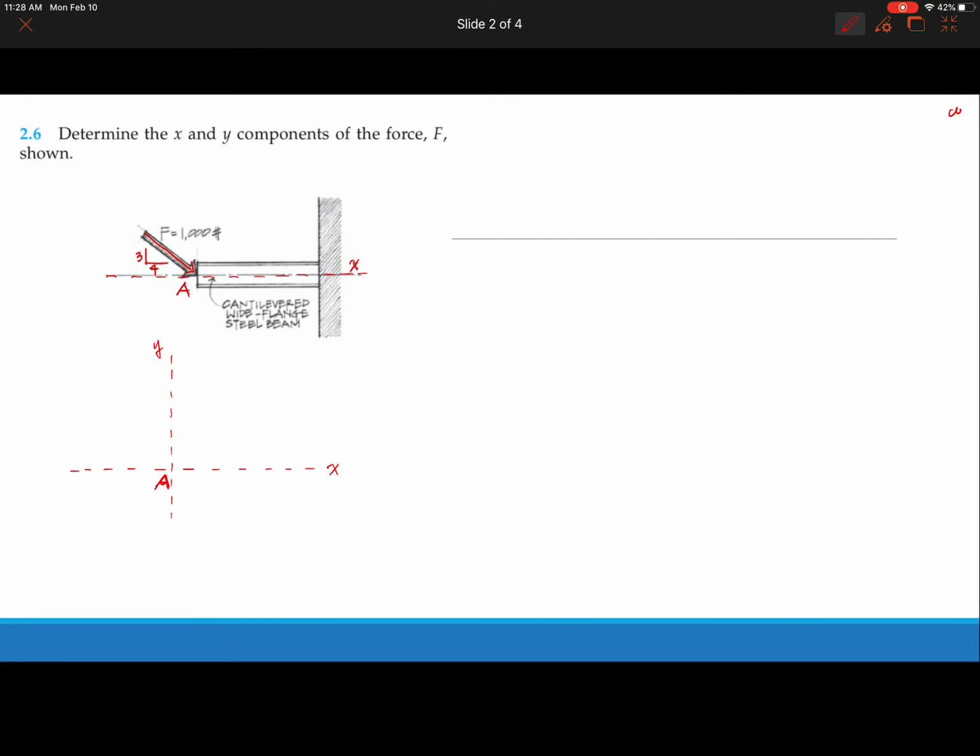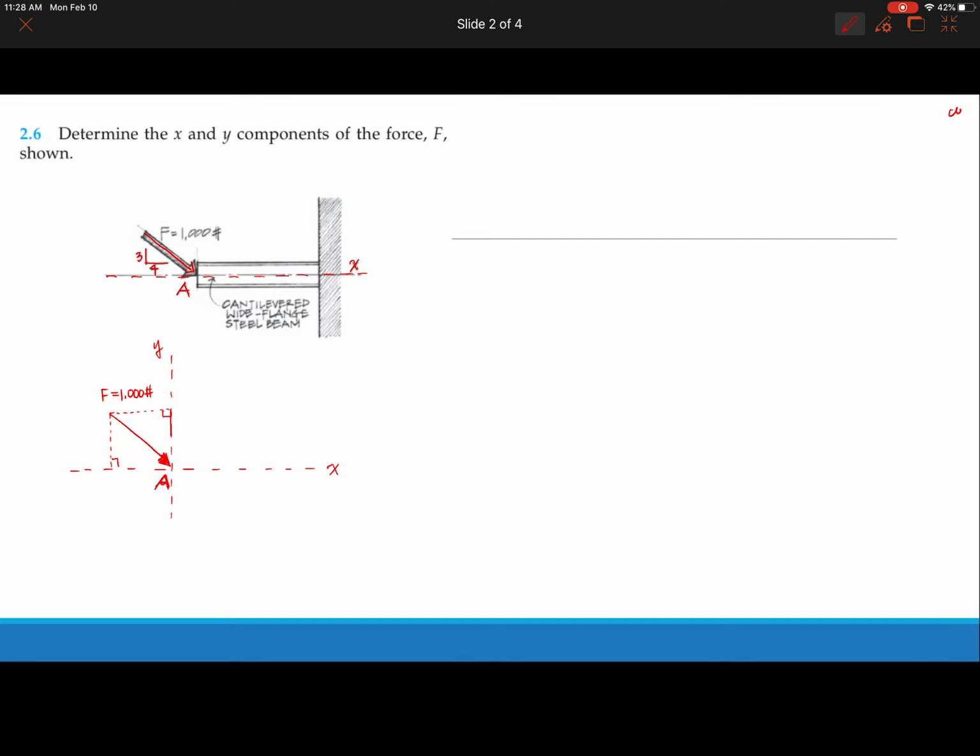The next step is to draw the force. The force is F, 1,000 pounds, so draw it as is and label it F equals 1,000 pounds. Because you are looking for the x and y components, you first need to draw those components. The way you draw it, we said you need to draw the lines perpendicular to x and y.